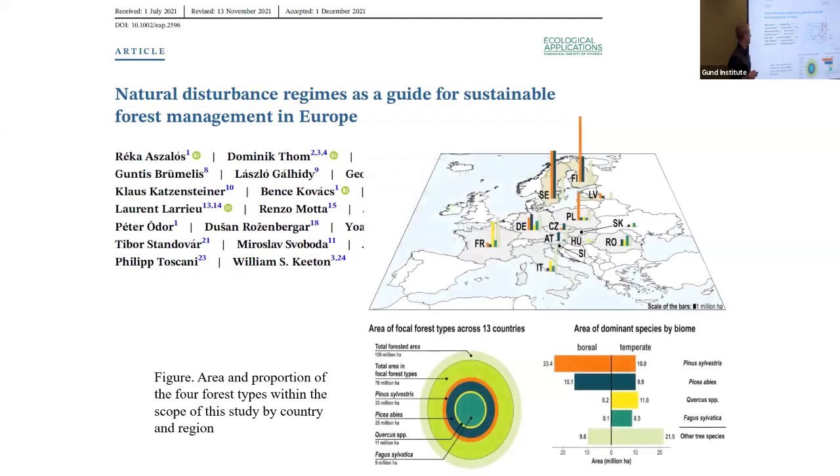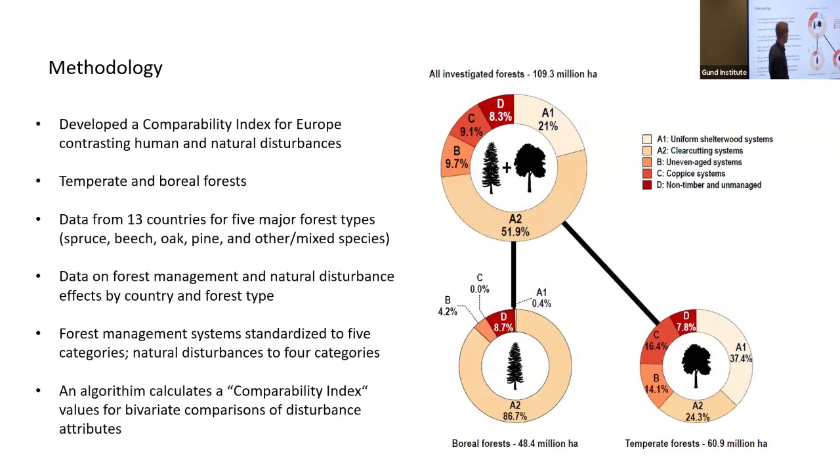And we were interested in something called a comparability index that would help foresters compare the way they manage forests with the way Mother Nature does through natural dynamics and disturbances. We used data on disturbances and forest management from 13 countries across Europe.